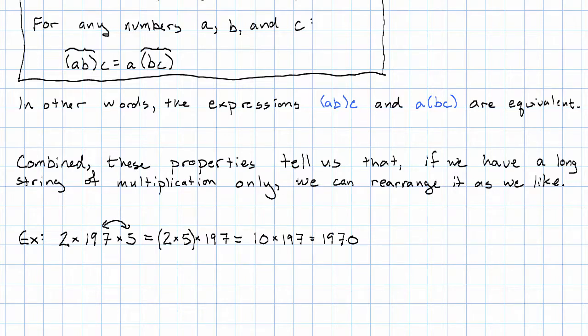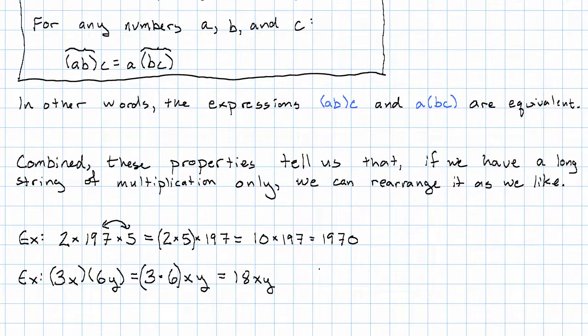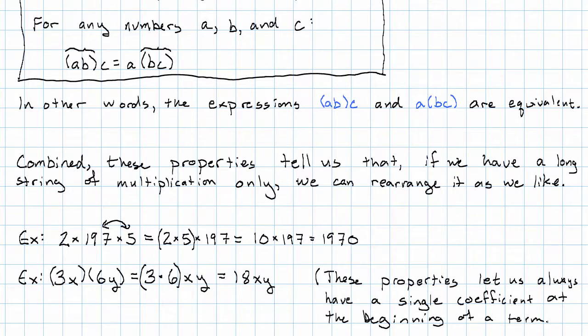A slightly more useful thing we might do with these properties is if we are multiplying, for example, something that looks like 3x by something that looks like 6y. We can rearrange these so the 3 and the 6 are next to each other, and then multiply 3 times 6 is 18. These properties, in other words, let us always have a single coefficient at the beginning of a term.